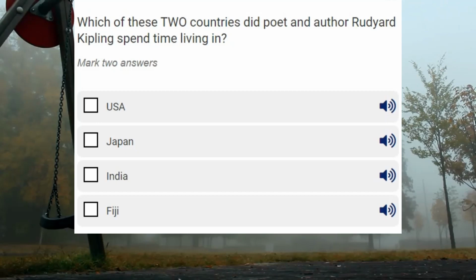Which of these two countries did poet and author Rudyard Kipling spend time living in? USA, Japan, India, Fiji. Correct answers: India and USA.